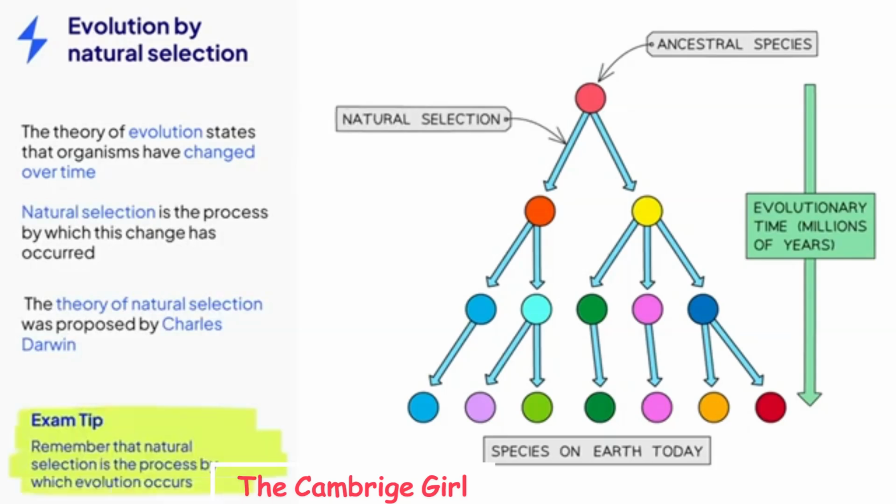Remember that evolution refers to change, and that natural selection is the process by which evolution occurs. The process of natural selection involves a series of stages. In order for natural selection to occur, variation must exist between the genes of individuals in a population. It is essential to note that this variation is the result of random mutation, which does not occur in response to any factor in the environment.